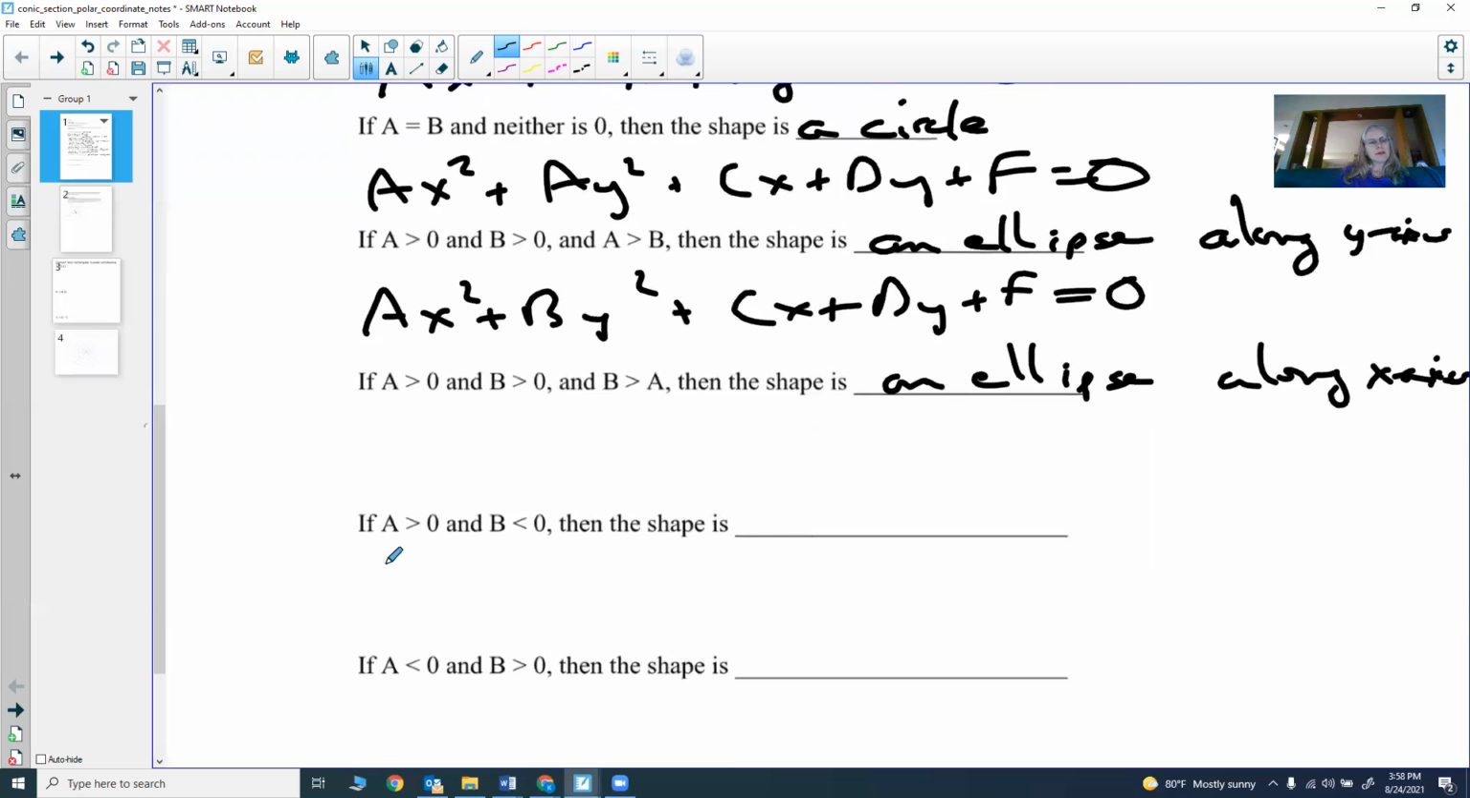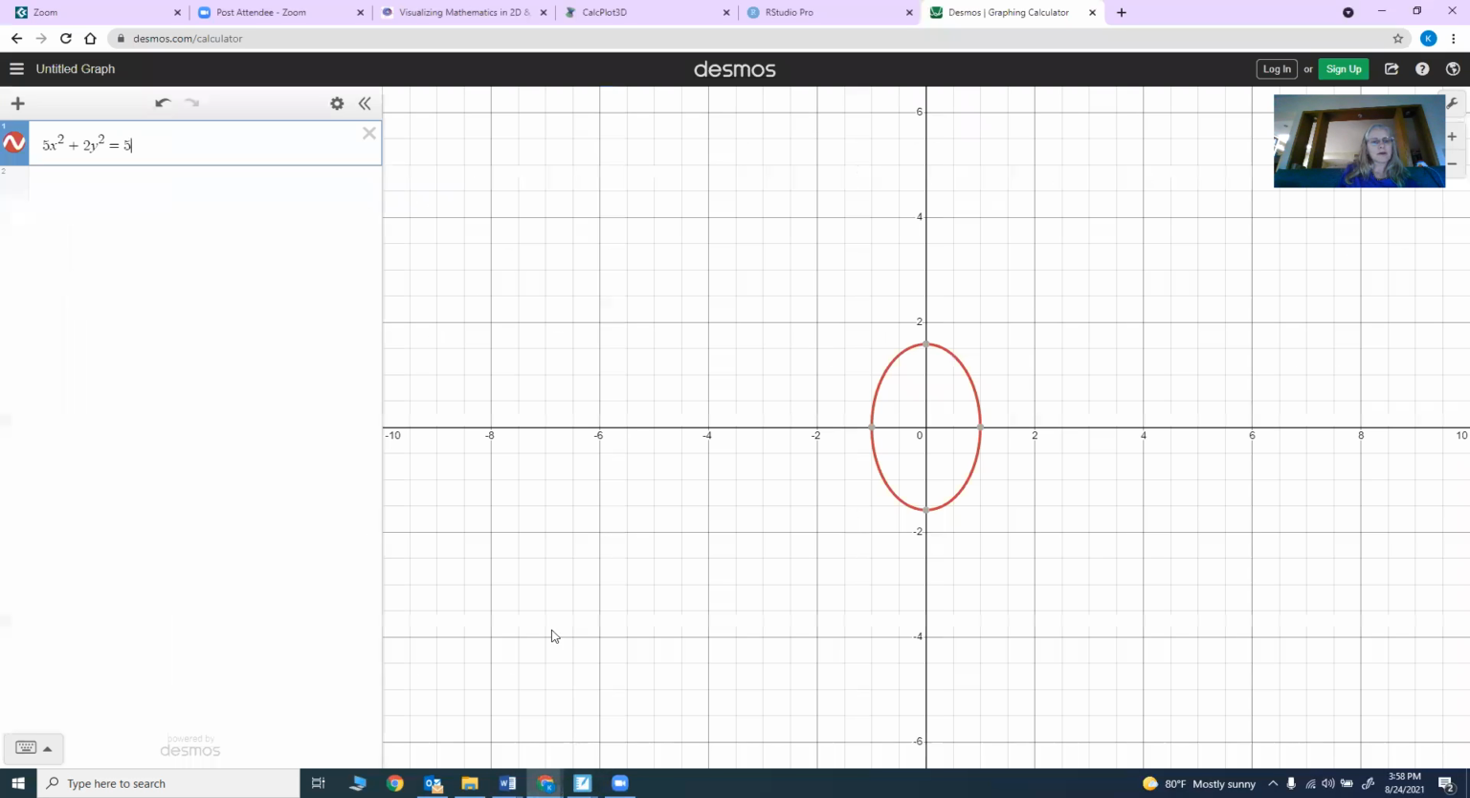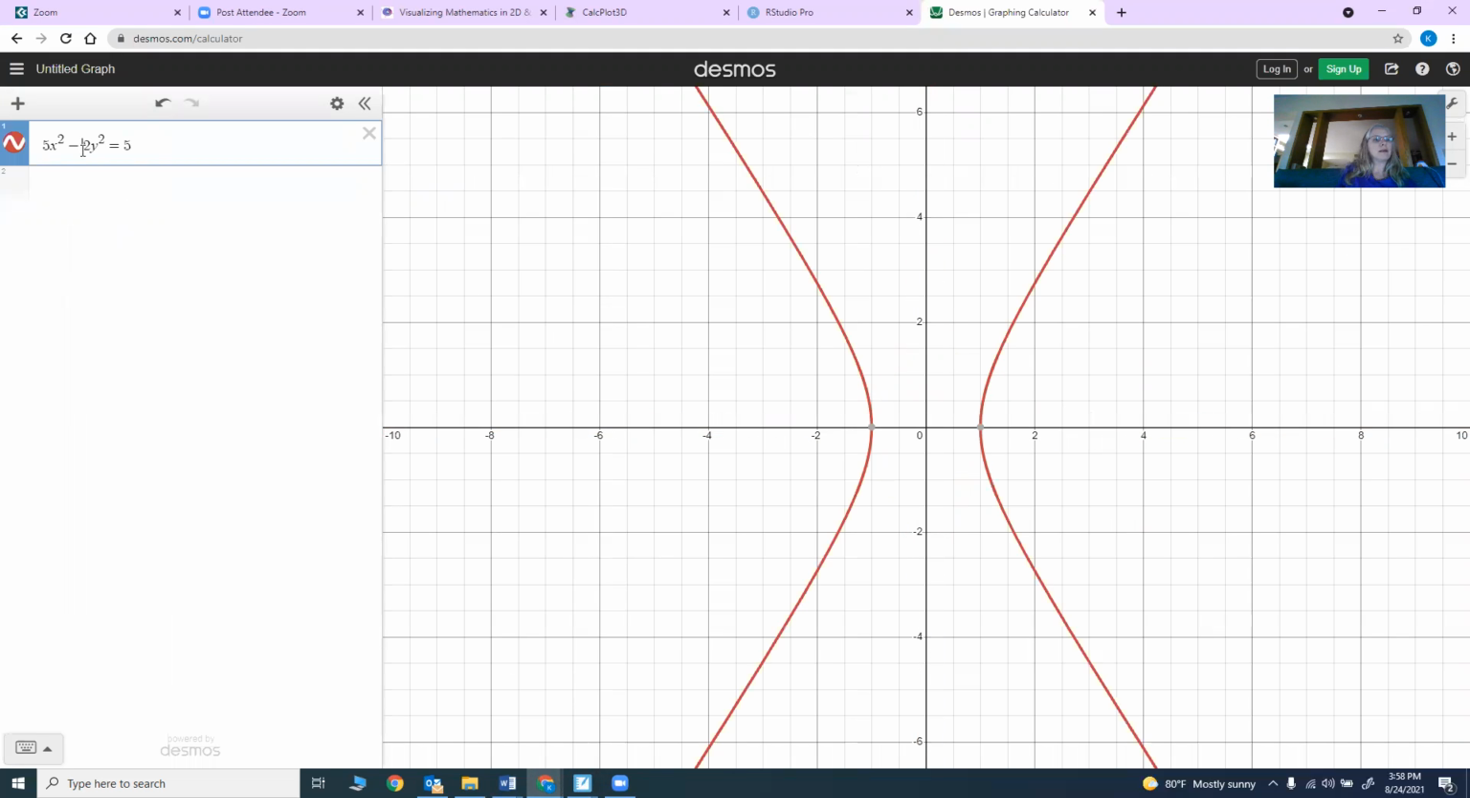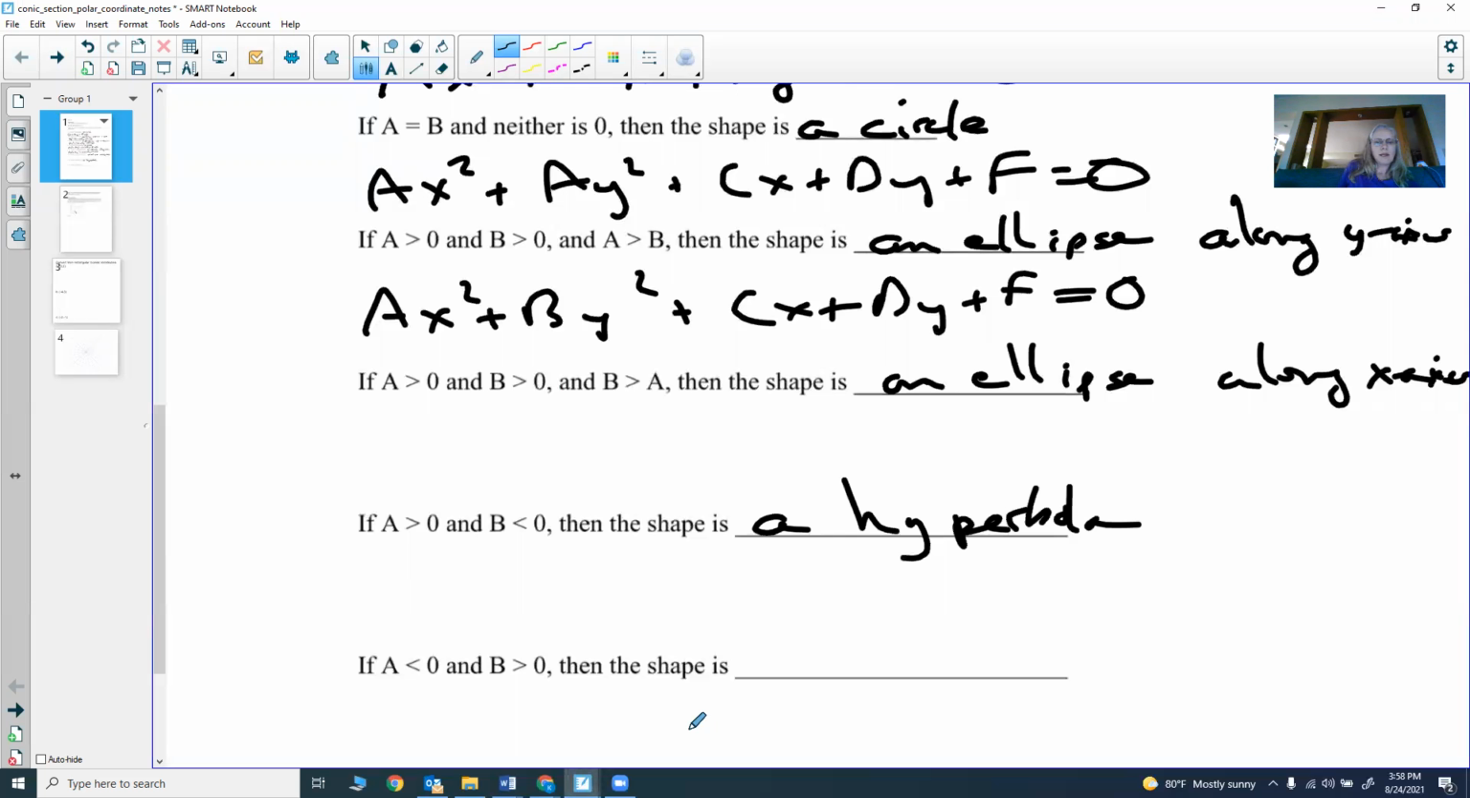Now, if a is bigger than 0, but b is less than 0, you still have that same equation, but now your y squared term is negative. The shape of this is what we call a hyperbola. And again, you have to decide whether it's opening up or down, or opening left or right. So we're going to go over to Desmos and look at the graph. All I have to do is make the b negative. And you can see that if b is negative, which means the y squared term is negative, it opens left and right. So it's a hyperbola that opens left or right.